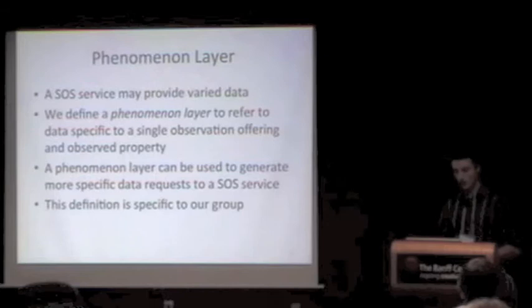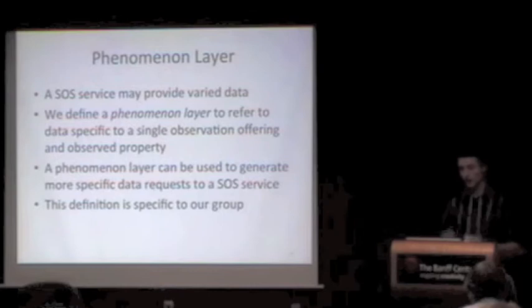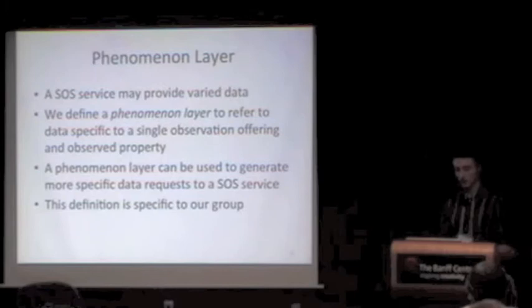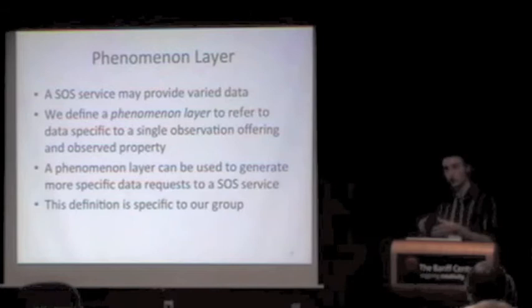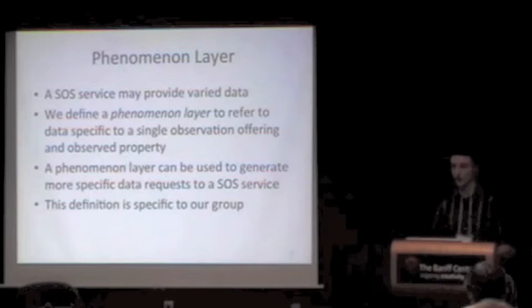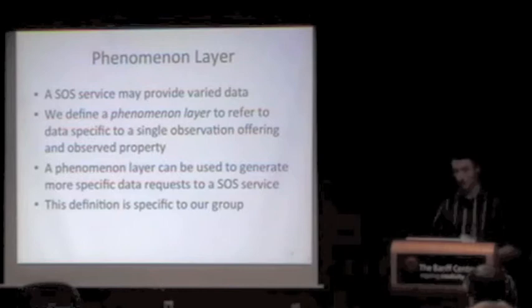So an SOS service may provide a lot of different types of data. From a single SOS service, you could be getting air temperature, soil moisture, just about anything you can think of. To narrow things down, our group has defined what we refer to as a phenomenon layer, and that's data specific to a single observation offering and a single observed property. That information can be used to generate requests to these SOS services, and it narrows the field of data that we want to access, so it gives us more flexibility in the data we want to request. If we don't use something like this, and we're just making requests to an SOS service, we may be getting all kinds of data. No, this is not an OGC definition, this is a definition specific to our group.